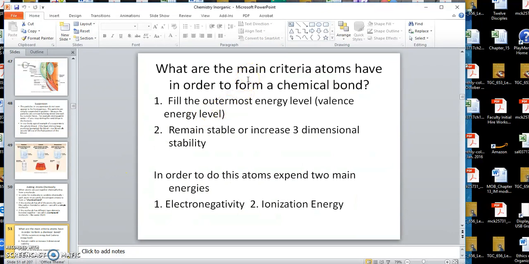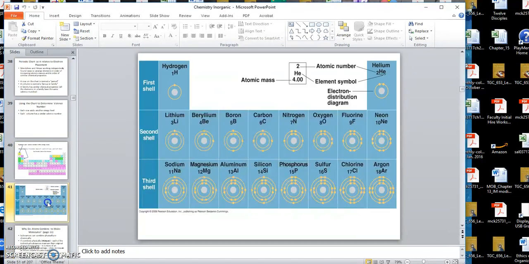What are the main criteria atoms must have in order to form a chemical bond? The main thing that atoms want, that they desire, is to fill the outermost shell, to fill the valence shell. Therefore, if the valence shell is already filled, atoms will not reach out. So the reason an atom is reaching out primarily in order to bond to something else is to fill its outermost shell. Okay? Now, I'm going to go back, this is slide 51, to our periodic chart.